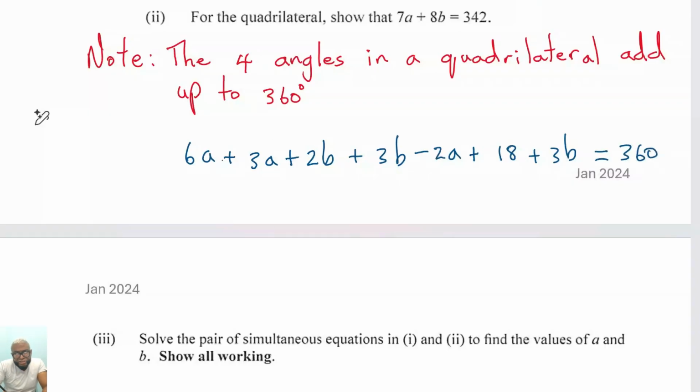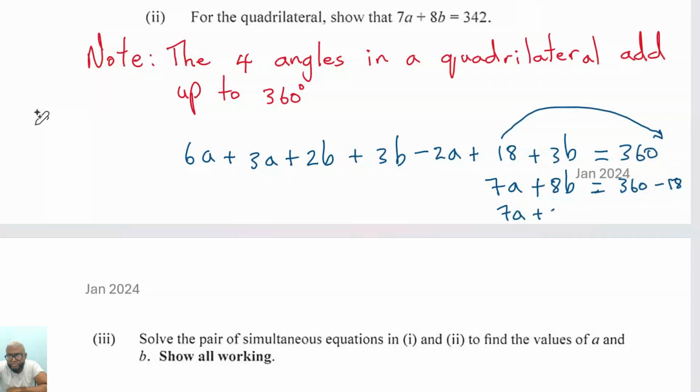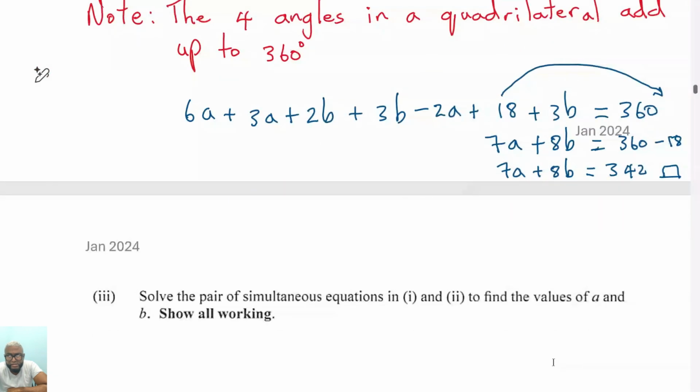Let's simplify. 6A plus 3A is 9A. 9A minus 2A will be 7A. And then B's: 2B and 3B is 5B, 5B and 3B is 8B. Let's move this 18 over now. So this will be 360 minus 18. So 7A plus 8B is equal to 342. Box. Shown.